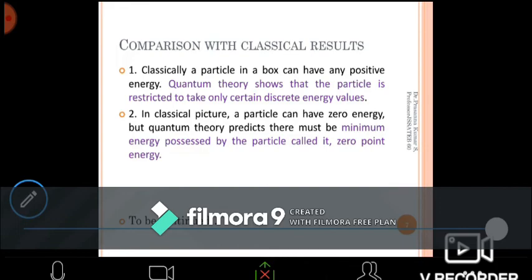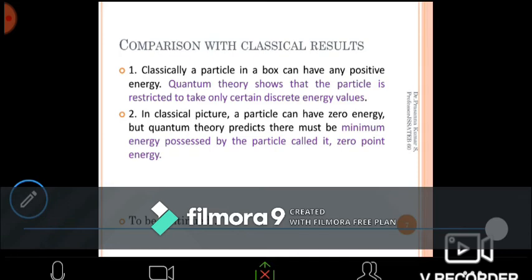Okay. So now, what have you understood so far? With respect to classical results, a classical particle can have any positive energy, and it can even have zero energy, any value from 0 upwards. But according to quantum theory, these values are specific. They are discrete. In the classical picture, the energy can be any value, 0 or positive. But according to quantum mechanics, these values are fixed. You have seen E1, 4 times E1, 9 times E1, 16 times E1, and so on.